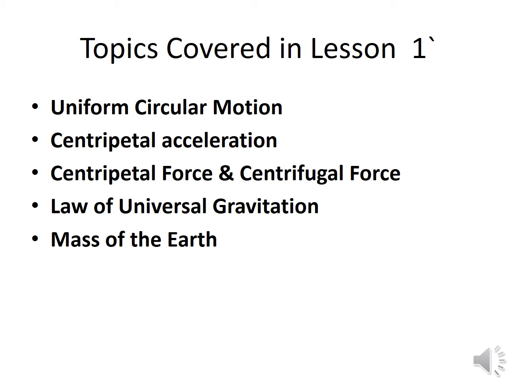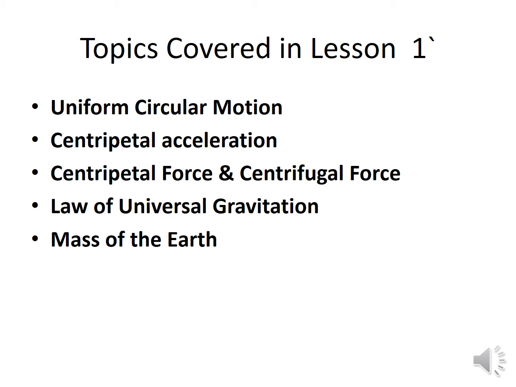In lesson 1 we did cover the following topics. We did discuss uniform circular motion: when a body is moving in a circle with uniform speed, its velocity changes because the direction changes at every instant. We also discussed centripetal acceleration, which can be calculated mathematically as a_c equals v squared upon r.